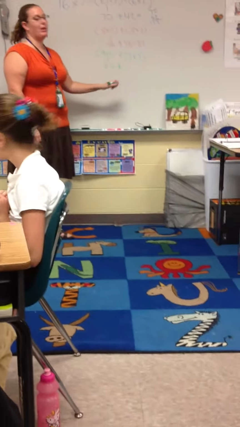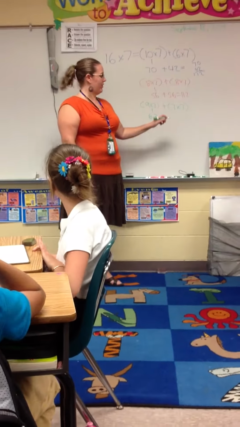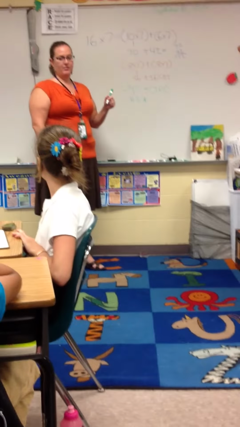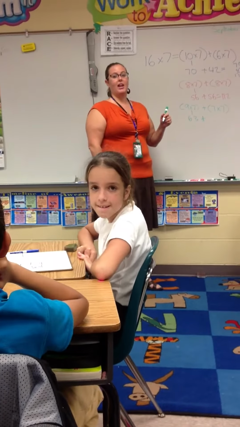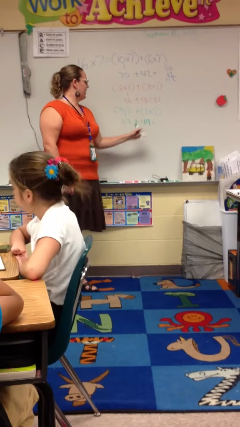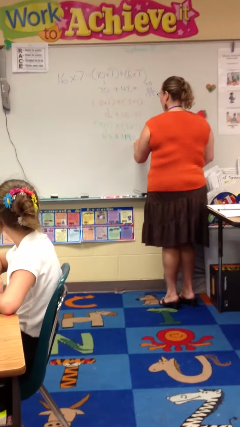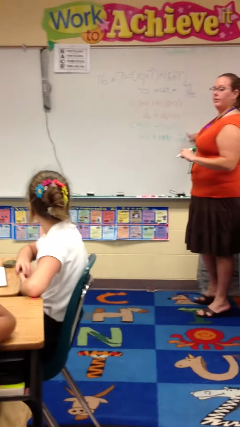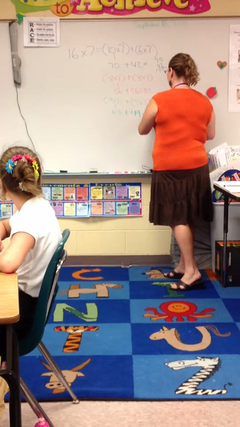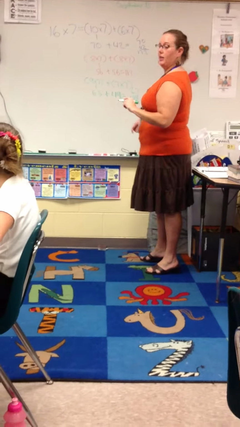63. 63 plus, I'm bringing that plus sign down, 7 times 7? Who knows 7 times 7? I do. Okay. 49. Of course. 63 plus 49, you can write it over here. 9 plus 3? 12. Plus? 12. 6 plus 4? 10. Plus 1? 11.